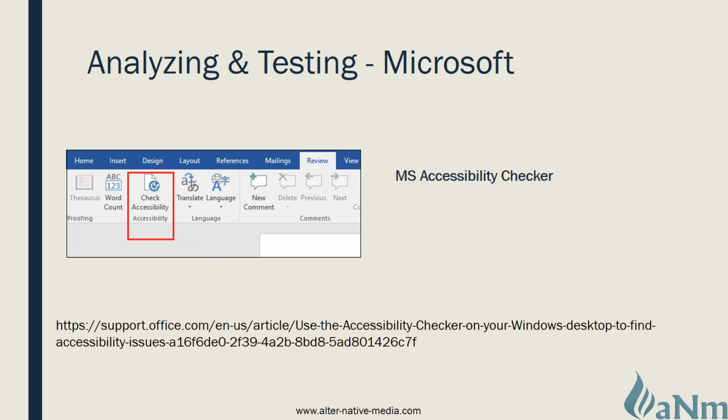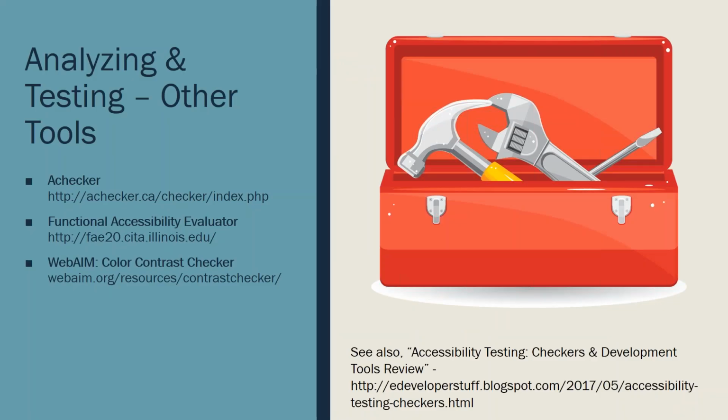So there are ways that Microsoft also provides to check your accessibility. They have what is called the accessibility checker. There's a link here on how to get to that. It's built into PowerPoint. It's one way to do it. There are also several other external tools that you can use. I've created a blog entry that reviews some of these. The link is included here at edeveloperstuff.blogspot.com.